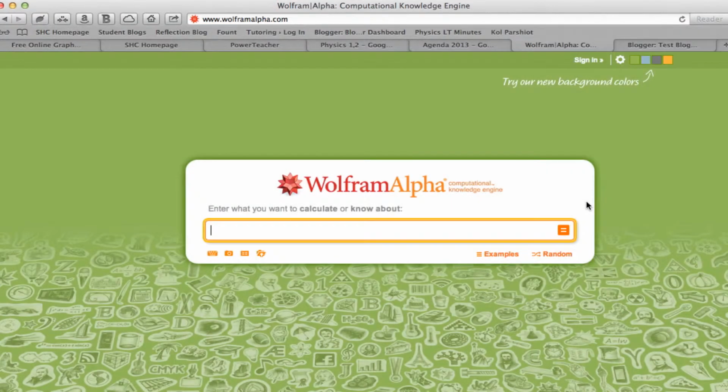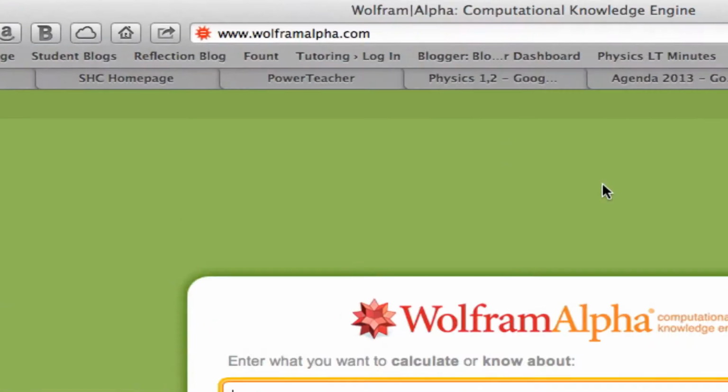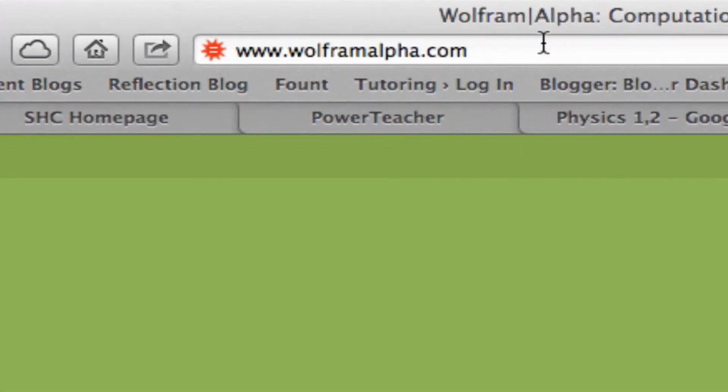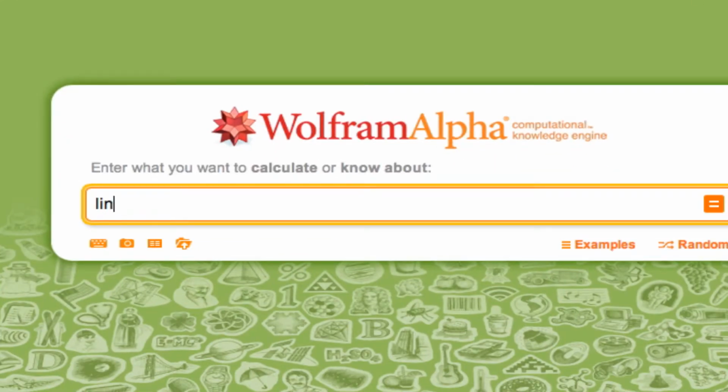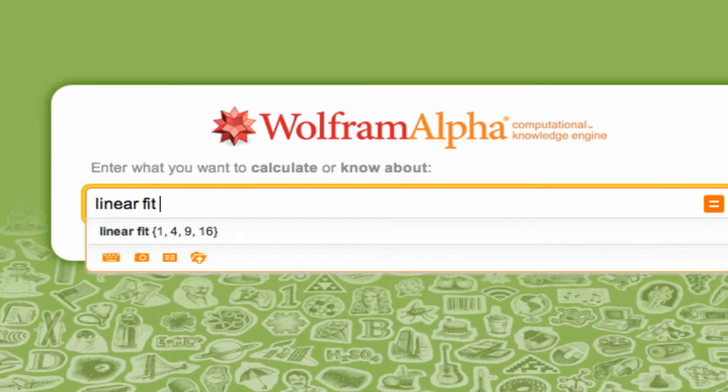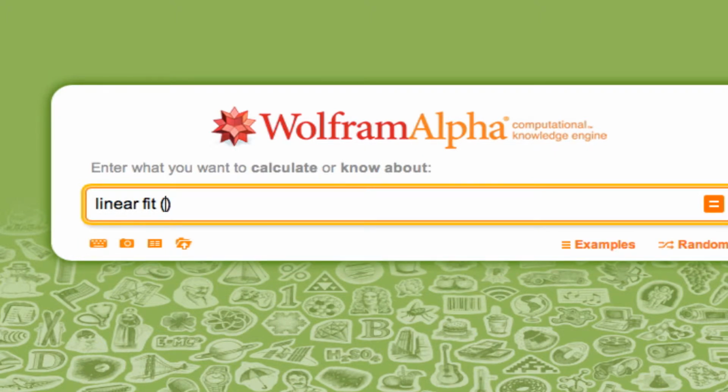Alright guys, quick video on how to use Wolfram Alpha to do linear graphs, specifically with least squares fit. That gives us the slope and the intercept for our lab reports. So first of all, go to wolframalpha.com, the URL is up here, and it's real straightforward. You type in linear fit in the search bar, and we put in our coordinates.